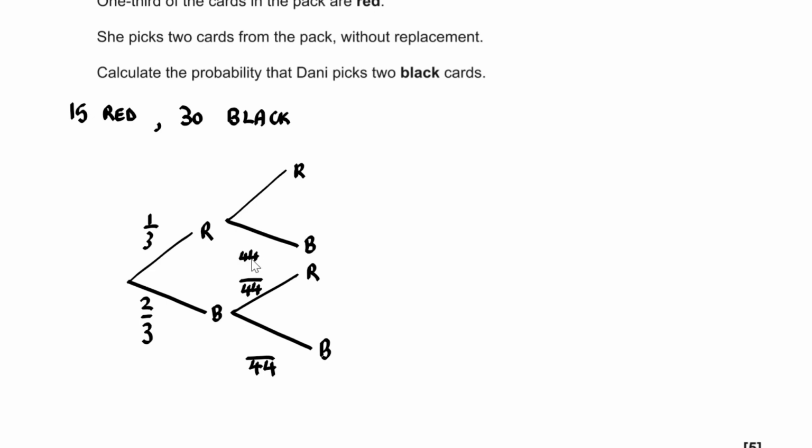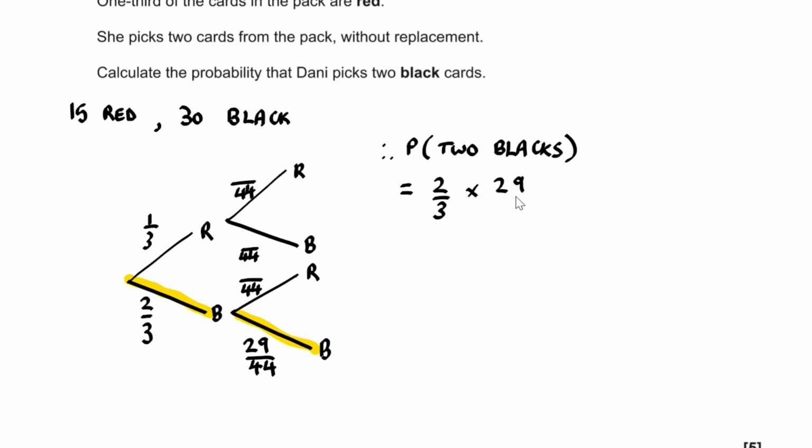Okay. And of those 44, how many blacks will she have? Well, she had 30 blacks originally, and therefore should have 29 blacks left over. And we could work out the other branches if we wanted to, but all we need is this and then this. So therefore the probability of picking 2 blacks, that's equal to 2/3 times by 29 over 44.